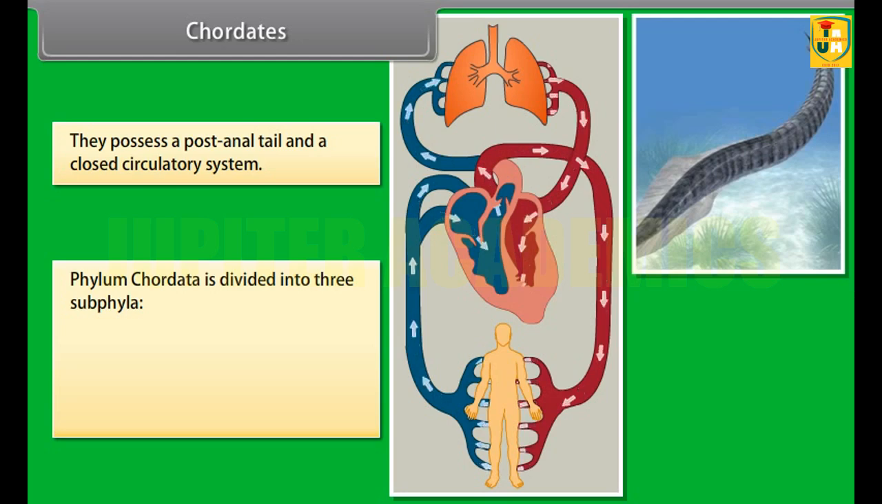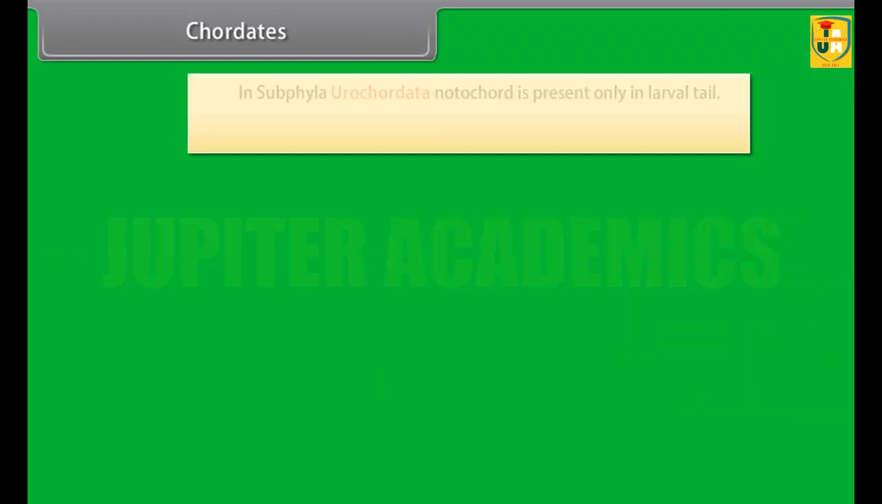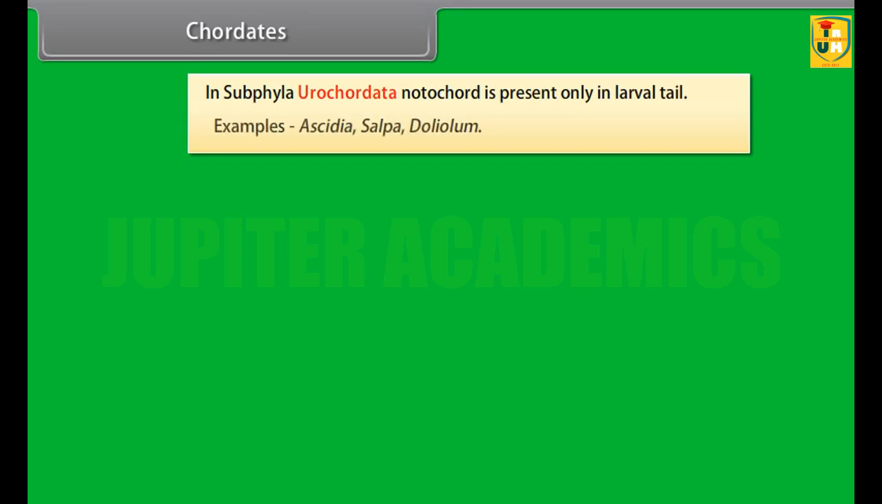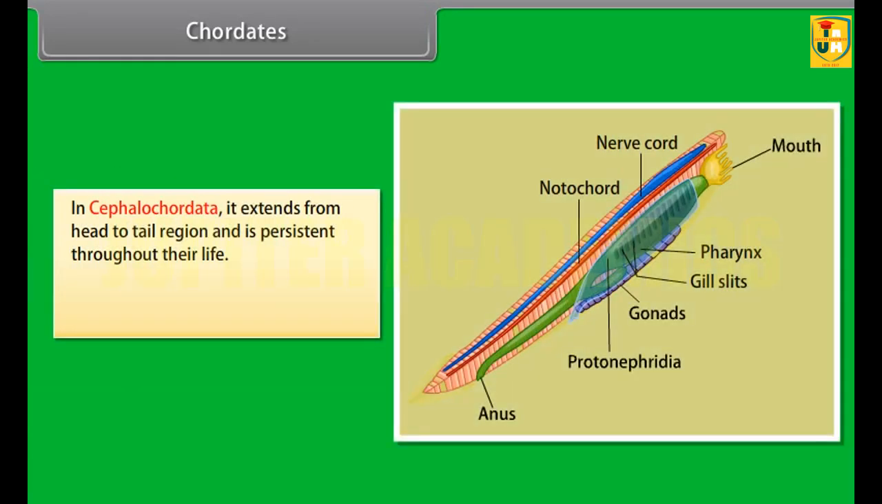Phylum Chordata is divided into three subphyla: Urochordata, Cephalochordata, Vertebrata. In subphylum Urochordata, notochord is present only in the larval tail. Example: Ascidia, Salpa, Doliolum. In Cephalochordata, it extends from head to tail region and is persistent throughout life. Example: Branchiostoma, Amphioxus or Lancelet.